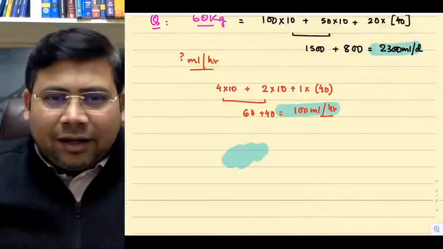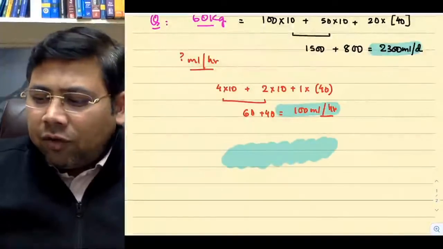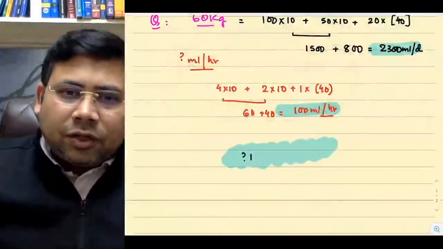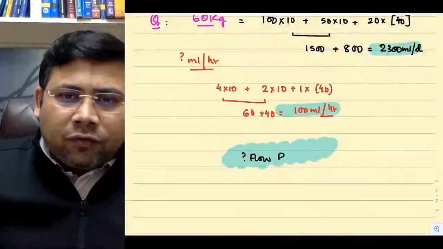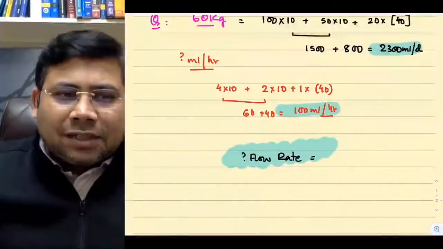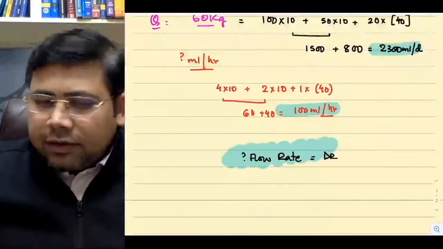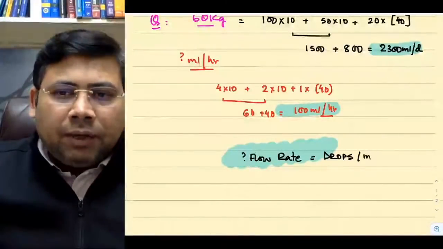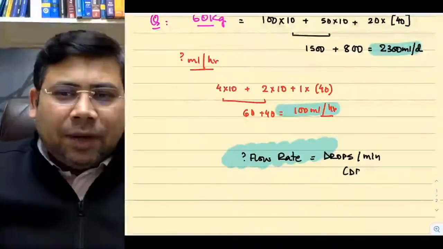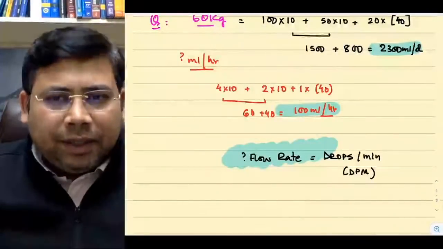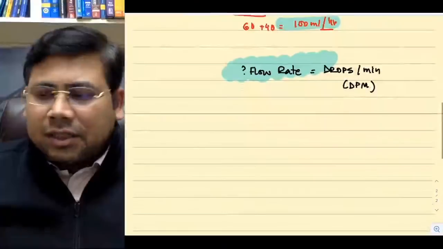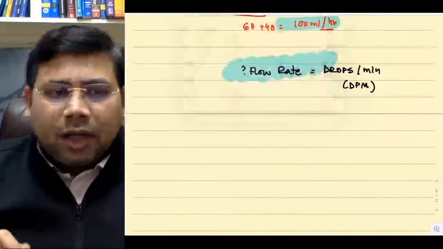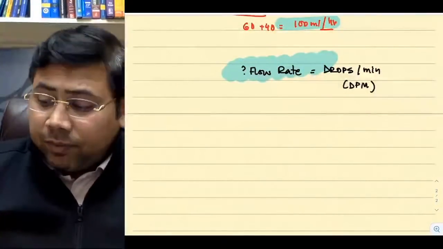So the next task is calculation of flow rate. Flow rate calculation, and this is in drops per minute. I will write it as DPM, drops per minute. How to calculate this flow rate in drops per minute?